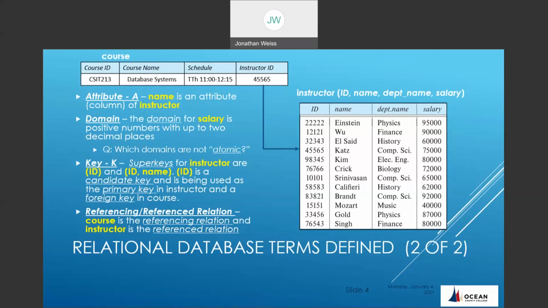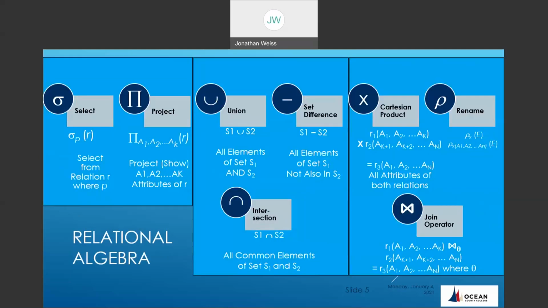When you do a select operation, you're specifying the relation, in this case, instructor, and you're specifying a condition or a predicate, in this case, where department name equals computer science.